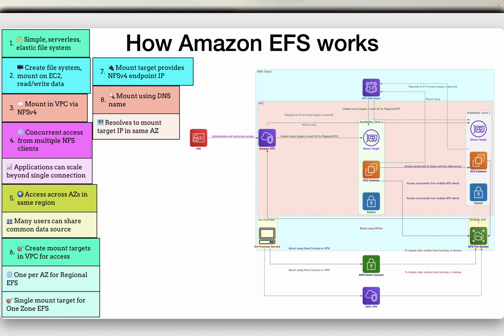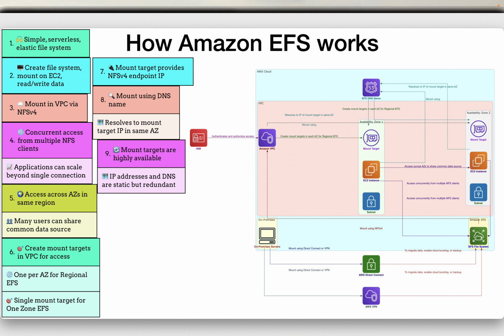You mount your file system using its domain name service (DNS) name, which resolves to the IP address of the EFS mount target in the same availability zone as your EC2 instance. You can create one mount target in each availability zone in an AWS region. If there are multiple subnets in an availability zone in your VPC, you create a mount target in one of the subnets. Then all EC2 instances in that availability zone share that mount target.